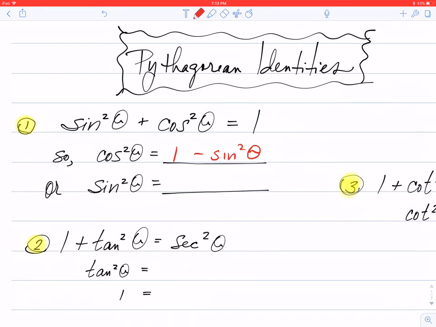Same concept, if I wanted to get sine squared alone, then I would just subtract cosine squared from both sides. So that would be 1 minus cosine squared. So this is the first Pythagorean identity, and yes, it can be manipulated, it can be rearranged to look different ways.